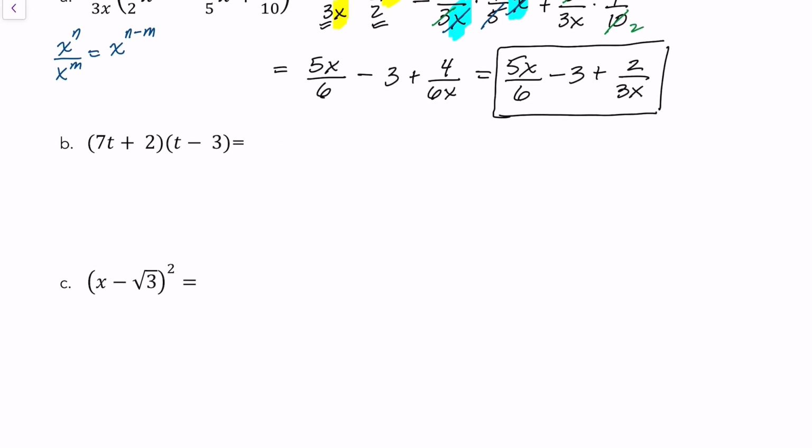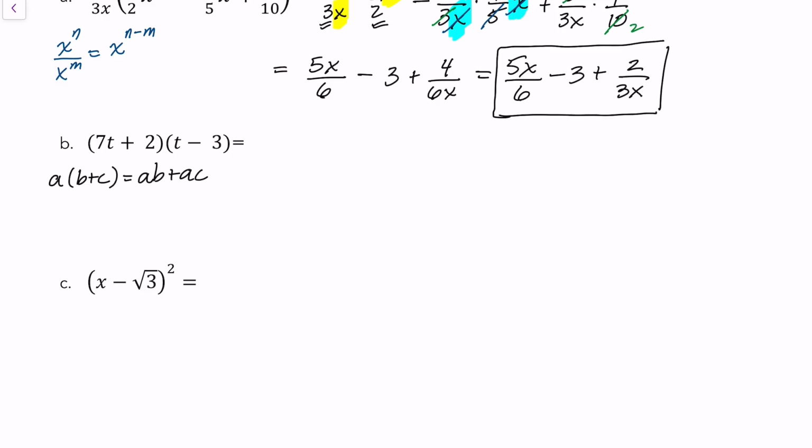All right, so let's do part B. The way I like to think about part B is, remember that the distributive law says that if you have some A times B plus C, and we've done this already, but this is just to explain something else. This is going to be the same as A times B plus A times C, okay?